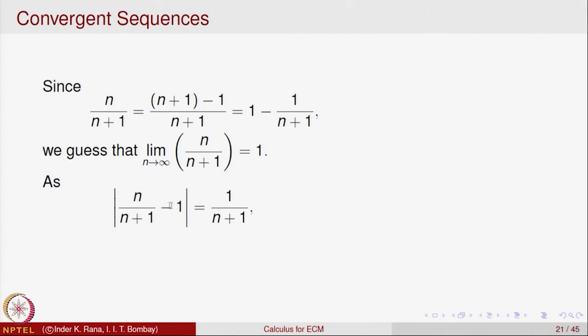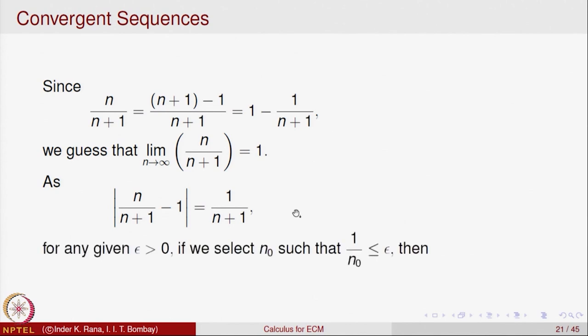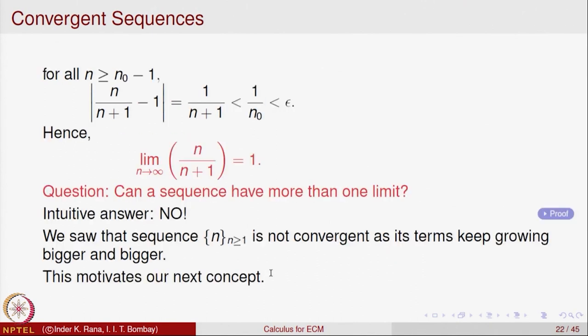So, we have guessed L is the limit. So, a n minus L, this quantity, is equal to 1 over n plus 1, and I can make 1 over n plus 1 small by choosing n large enough. So, that means I can say that this can be made less than epsilon for any given epsilon. So, this is how rigorously you will prove that this limit is equal to 1.